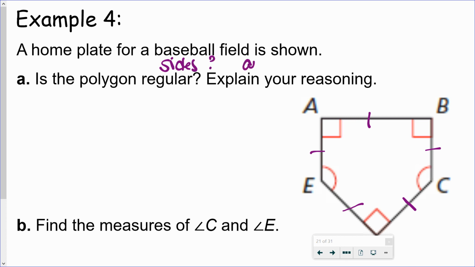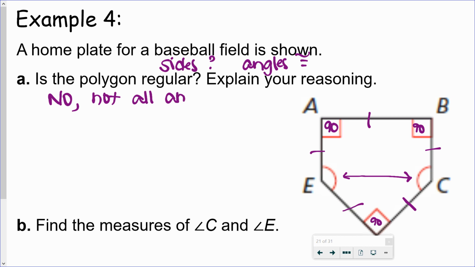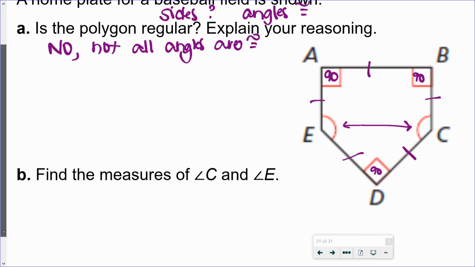But how about the angles? Are the angles congruent? And let's look at this. This says that it's 90 degrees, 90 degrees. These two are the same, but it's not 90, and this is 90. So because all of the angles are not equal, you would say no, not all angles are congruent. Okay, so not all angles are congruent.